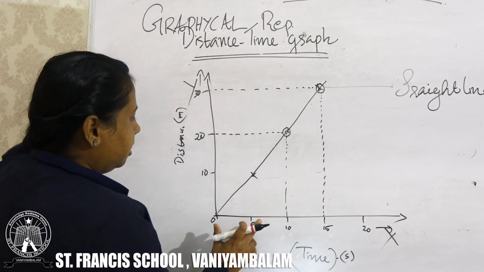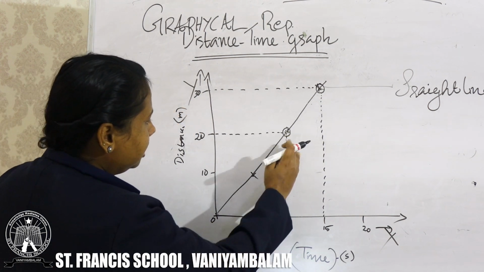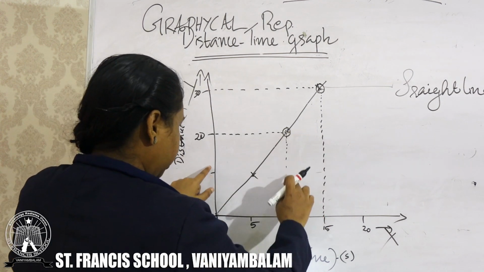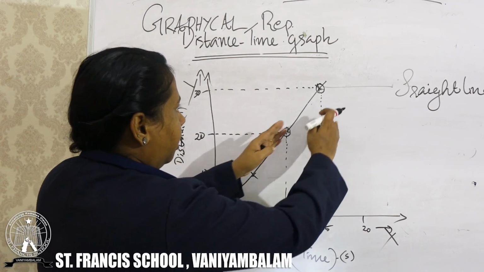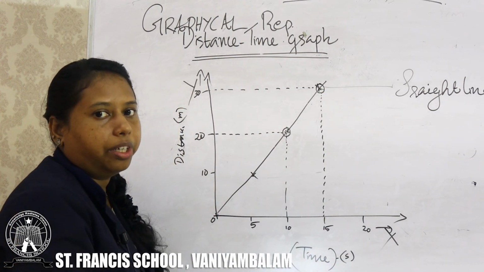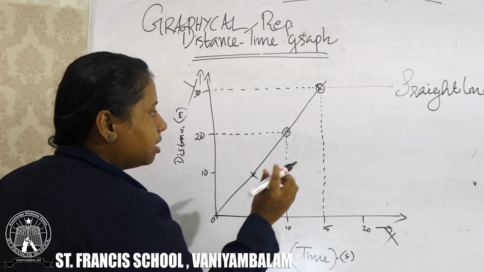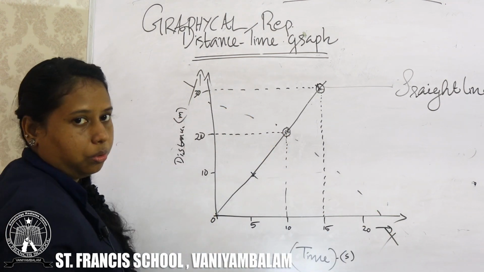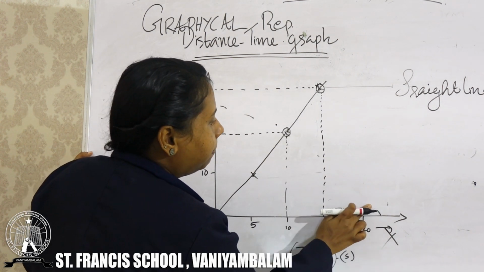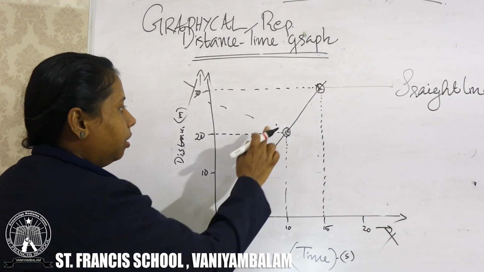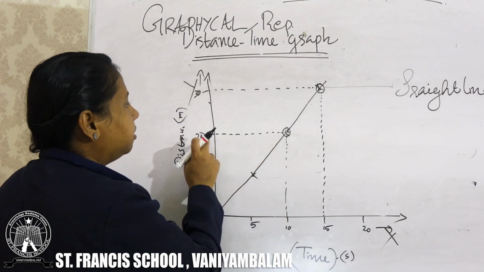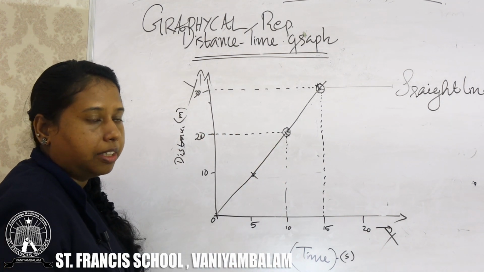Just see this one. This line is parallel to the y-axis. These two lines are parallel to the y-axis, and these two lines also, isn't it? It means you don't join the point like this. You should draw the lines perpendicularly to the x-axis and perpendicularly to the y-axis. This is the second step.